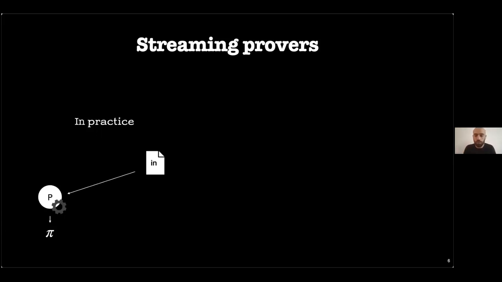And it is trying to use as little memory as possible. The input comes sequentially like this. That was a nice animation. But in practice, you can also imagine that I'm really downloading this instance from the internet. I'm downloading from somewhere else.